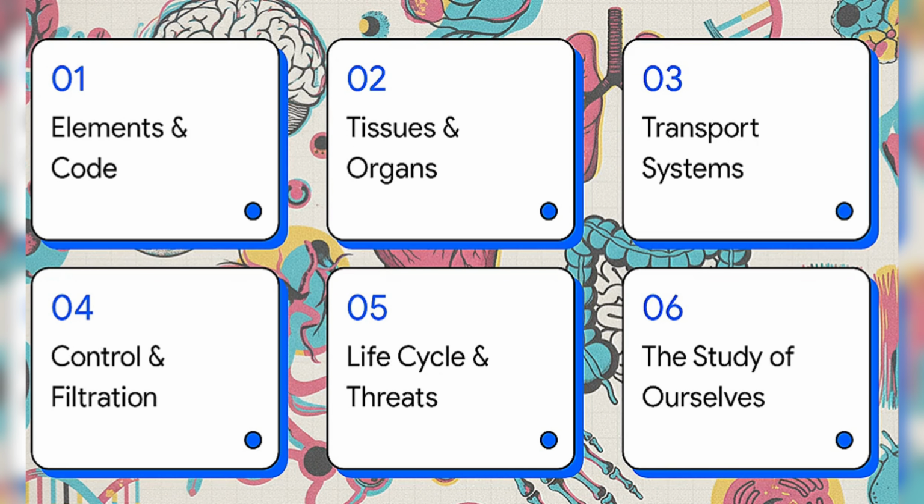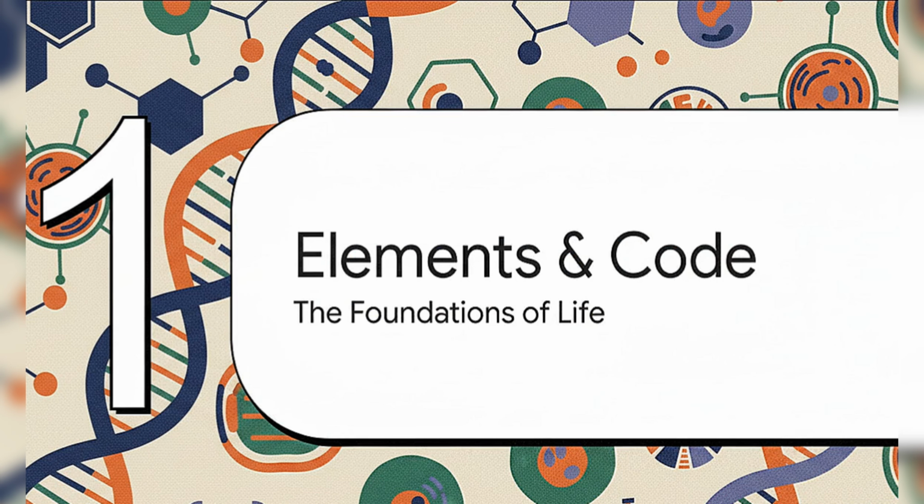To make sense of this massive ecosystem, we're going to follow 6 clear steps today. We'll start with elements and code, move into tissues and organs, check out our transport systems, look at control and filtration, discuss the life cycle and threats, and wrap up with the study of ourselves. Starting off with Section 1, Elements and Code.